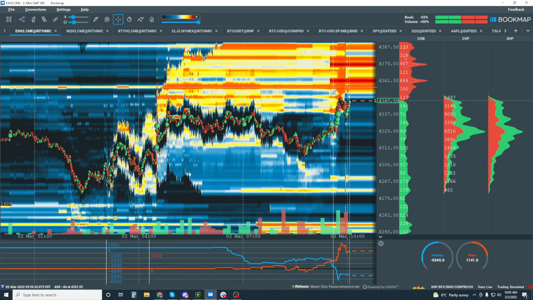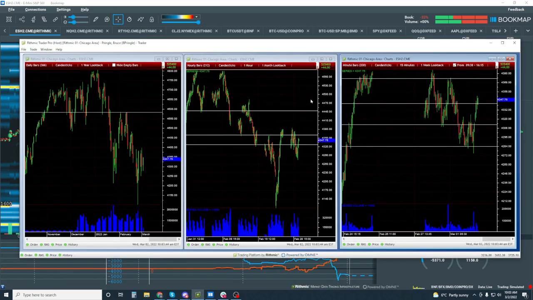This is the S&P E-mini, and it's 43.57 or so, 60, somewhere around in here. You can see the liquidity in here, and we're looking for the continuation here. Let's take a step back. Let's look at our bigger picture and why.